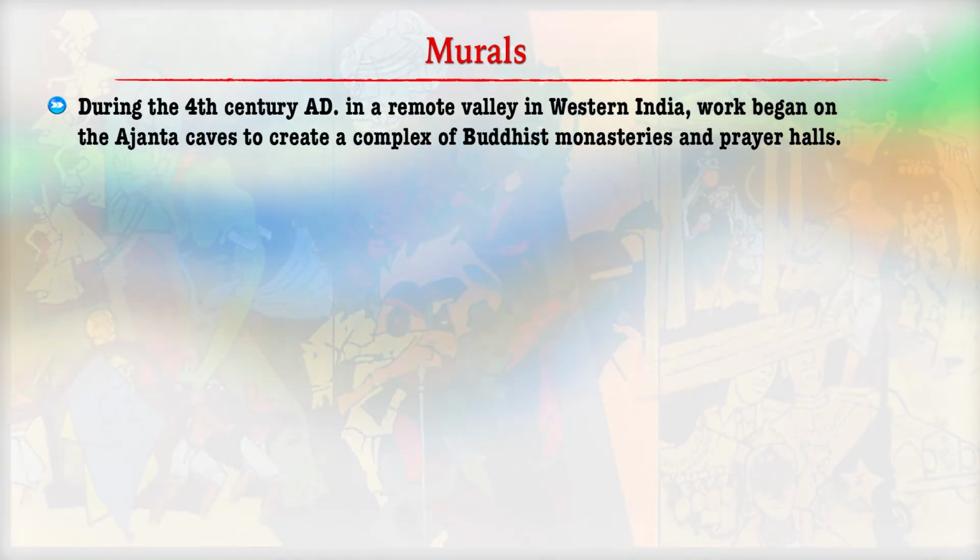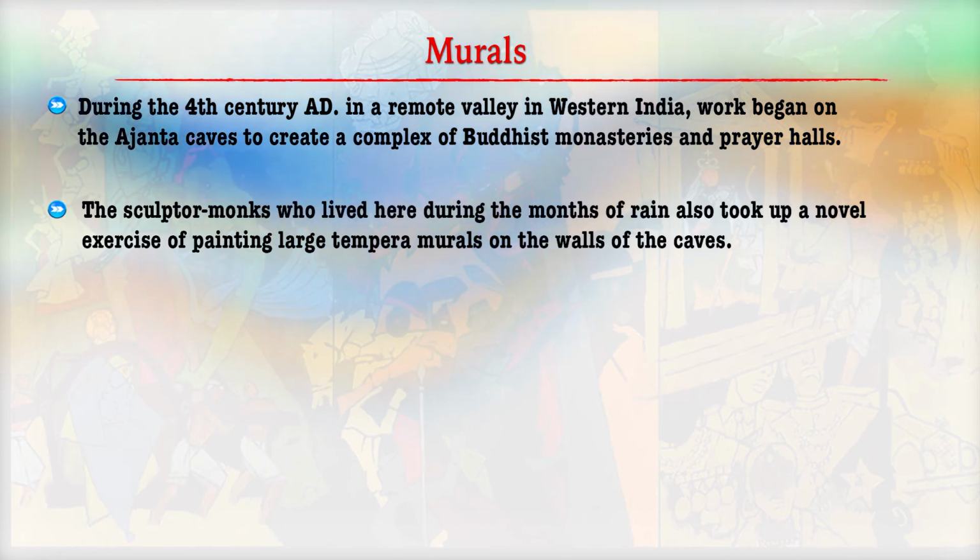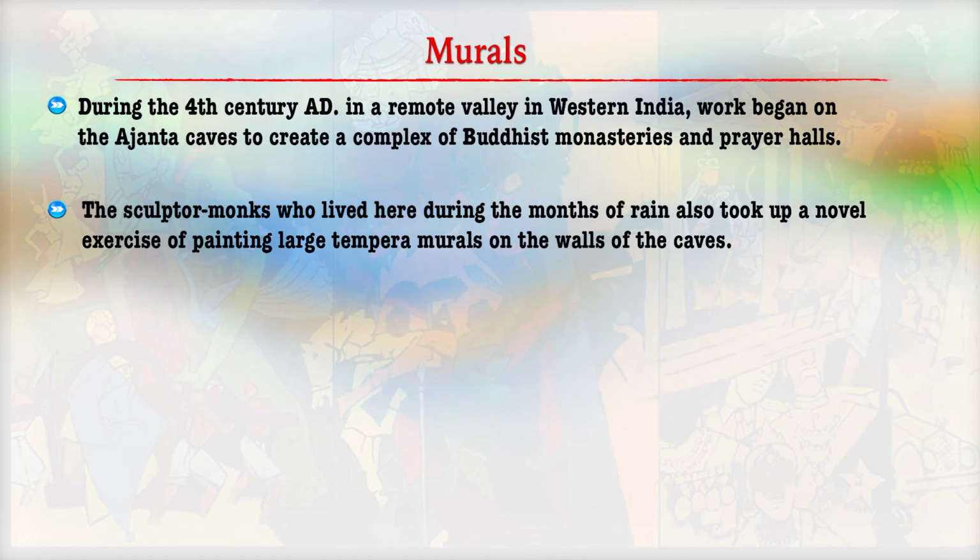During the 4th century AD, in a remote valley in western India, work began on the Ajanta caves to create a complex of Buddhist monasteries and prayer halls. The monks who lived there during the months of rain also took up the noble exercise of painting large murals on the walls of the caves.